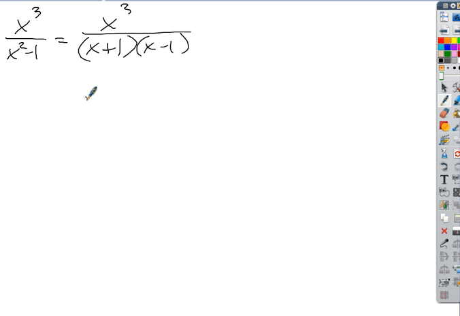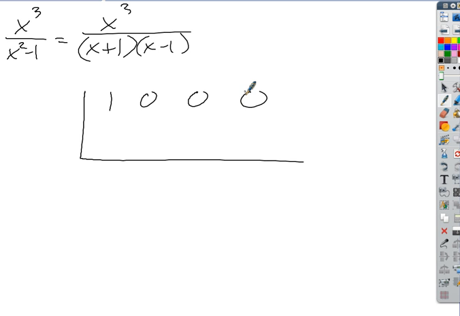If we do this synthetically, what are the coefficients of the polynomial? 1 x cubed, 0 x squared, 0 x, 0. We're putting in the zeros of the denominator. So first we'll put in the zero of x plus 1, which is minus 1. We put in the zeros of the factors in the denominator. So negative 1. Now we already know that's going to be a 0, right?